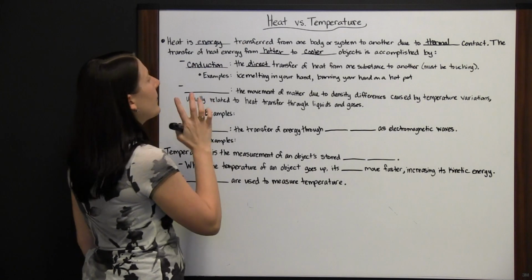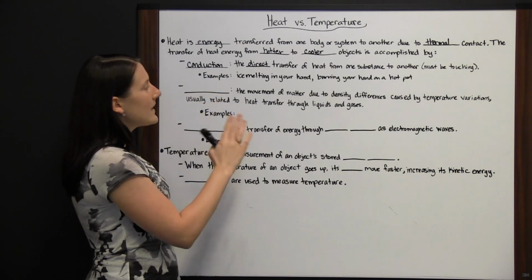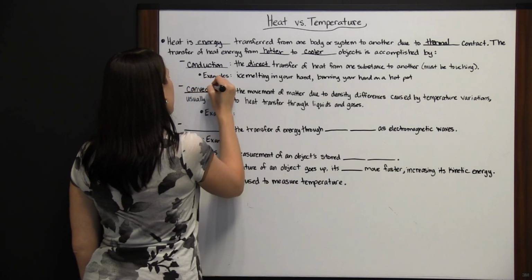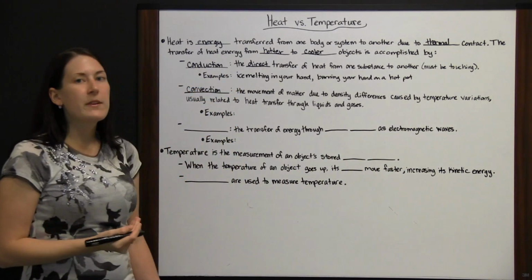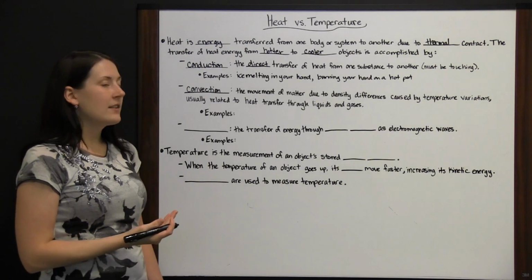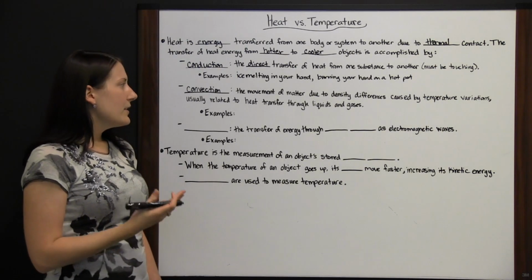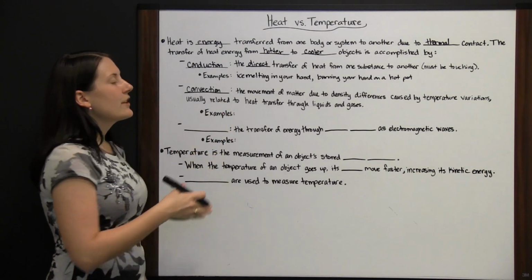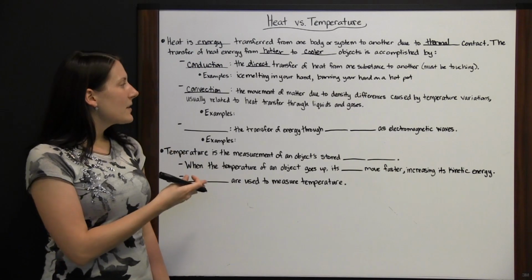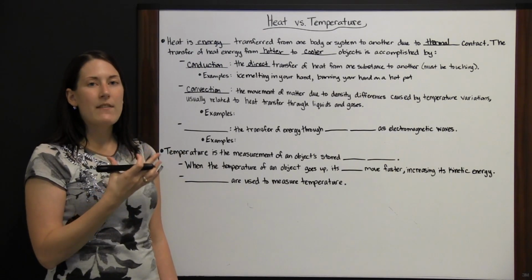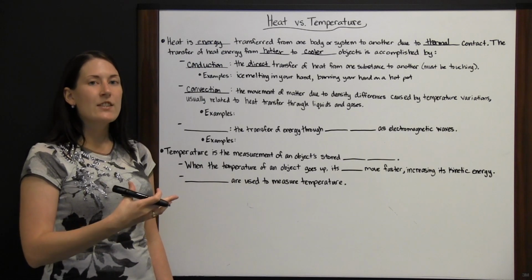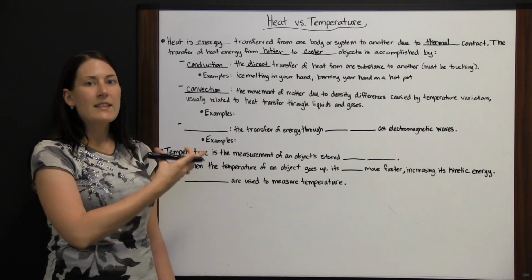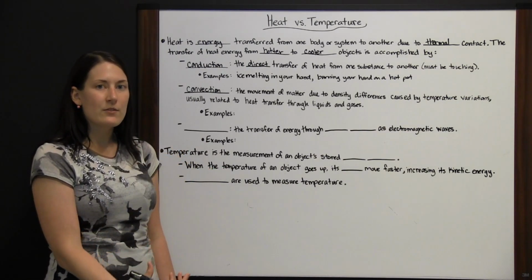Another way that heat energy is transferred is through convection. Convection is the movement of matter due to density differences caused by temperature variations. This is usually related to heat transfer through liquids and gases. So if you have a warmer liquid or gas, it's usually going to be less dense and rise up. If you have a cooler liquid or gas, it's usually going to be more dense and it's going to sink down.